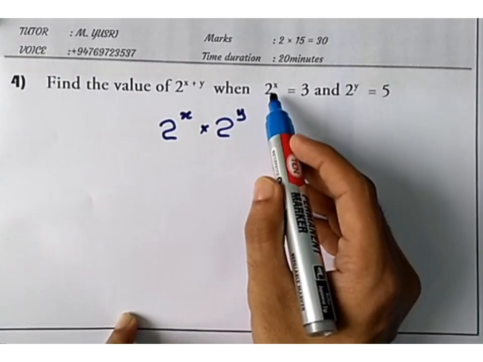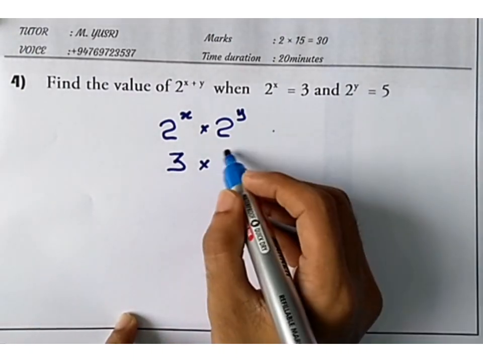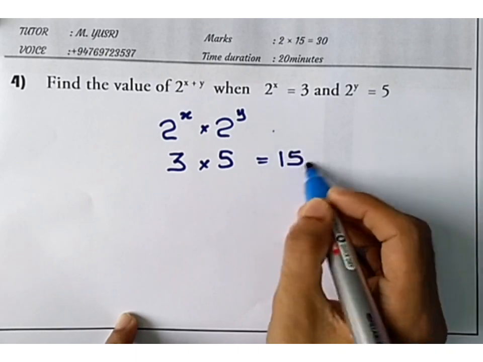And now we know the substitution: 2 to the power x is 3 as well as 2 to the power y is 5. So 3 fives are 15. That's the direct answer.